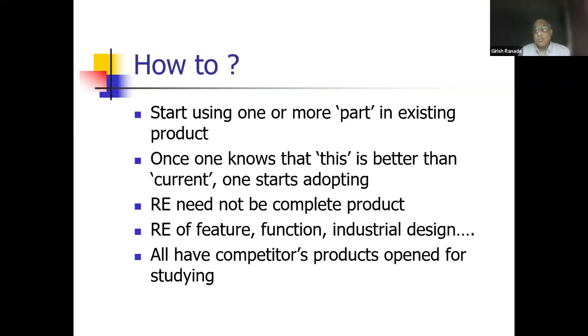Reverse engineering need not be of a complete product as such. One can copy a complete product, there is no problem at all. But it need not be of the complete product. One can adopt a structure. We can adopt, as I told, colors, packaging, anything. So reversing can be of a feature, a function, or industrial design.